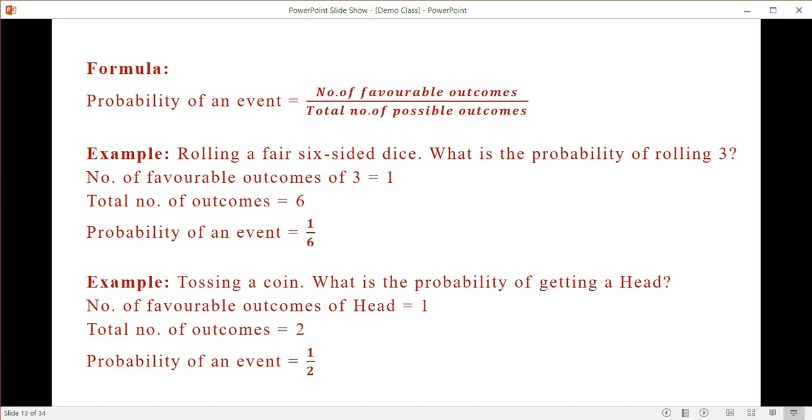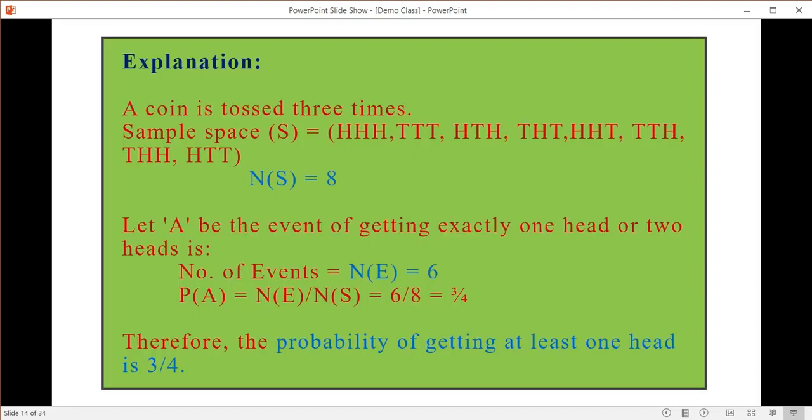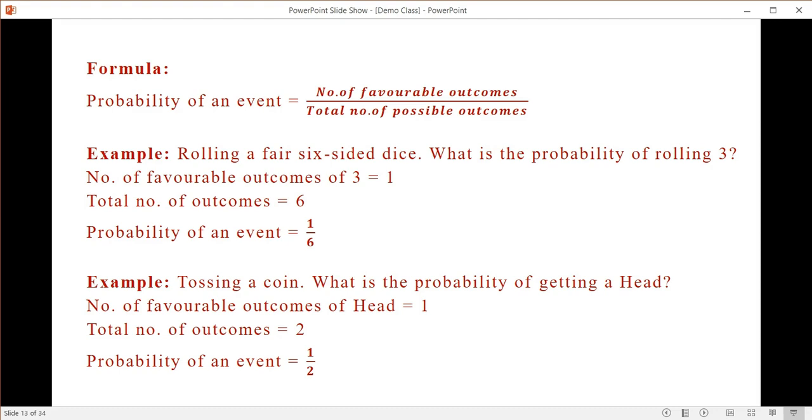Here I have given two examples. First one, rolling a dice. What is the probability of rolling 3? When we roll a dice, what is the chance of getting 3? The number of favorable outcomes for 3 is only 1. A single die is thrown, and each side has one number. There are 6 sides, numbered 1, 2, 3, 4, 5 up to 6. So the total number of possible outcomes is 6. We have to get the possibility of the value 3, that is 1 value.